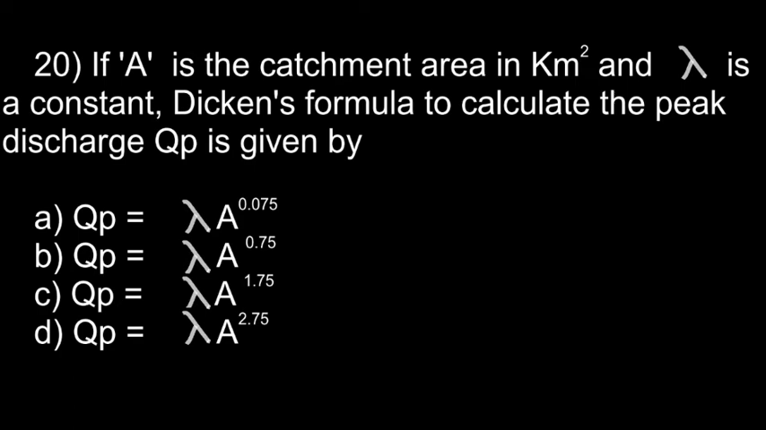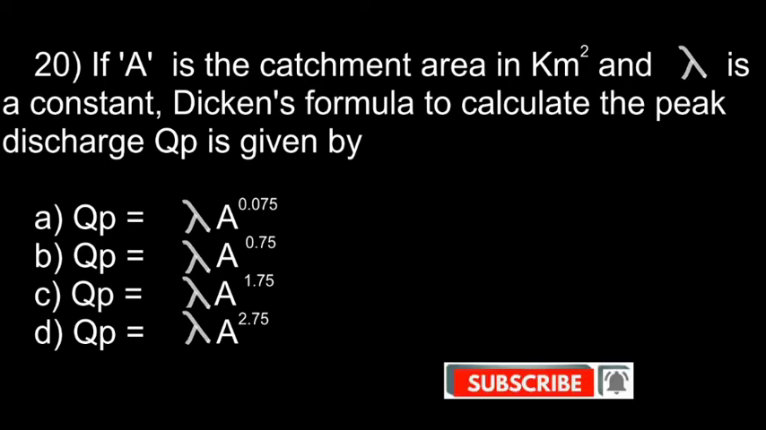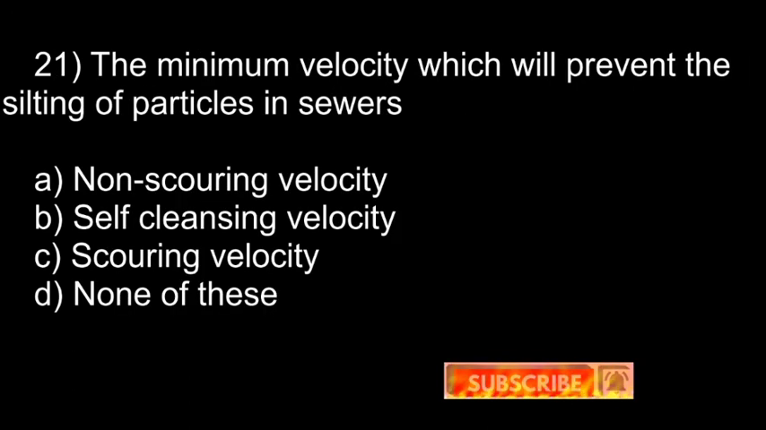Dickens formula, Q is equal to C A raised to 3 by 4. Here lambda is used as the constant, so lambda A raised to 3 by 4. That is Dickens formula. And what is Ryves formula? Q is equal to C A raised to 2 by 3. Then Fanning's formula, the quantity of storm water in liters per second is given by Q is equal to C A raised to 5 by 6. Now let us move to the next question.